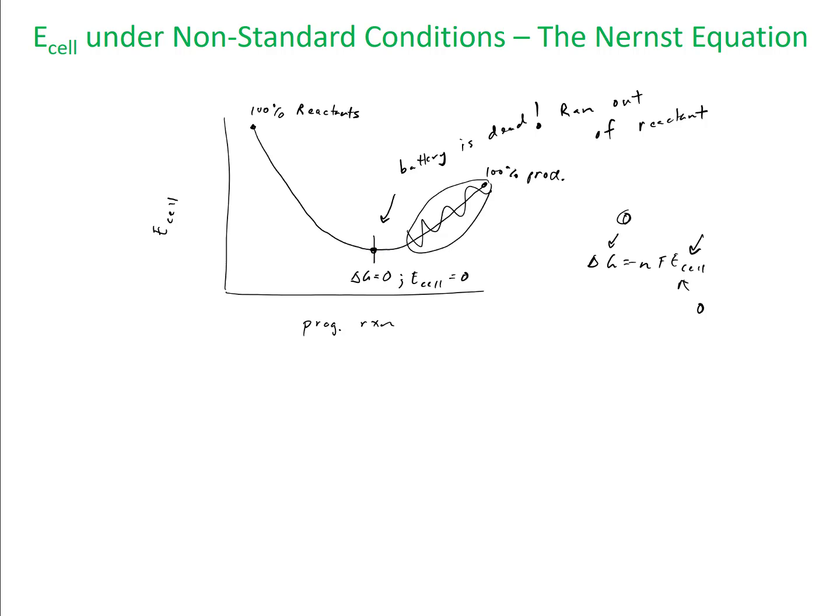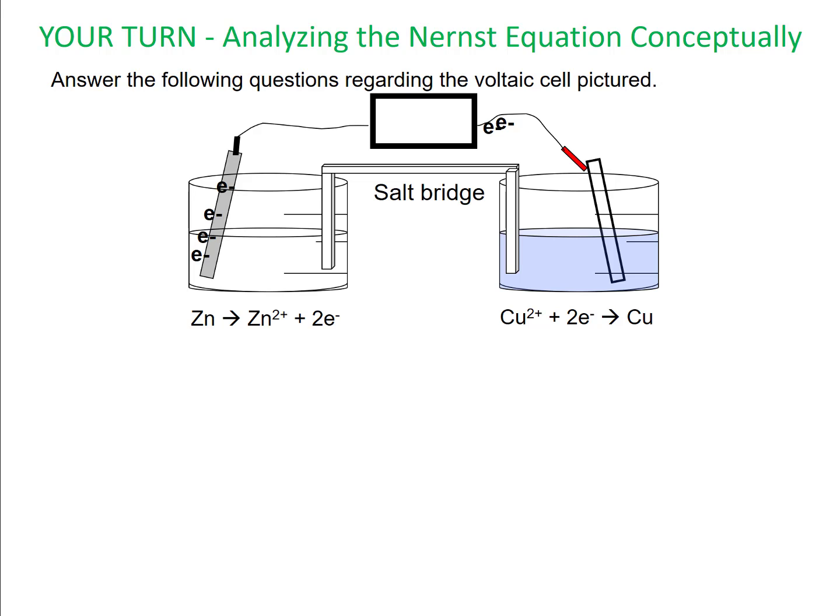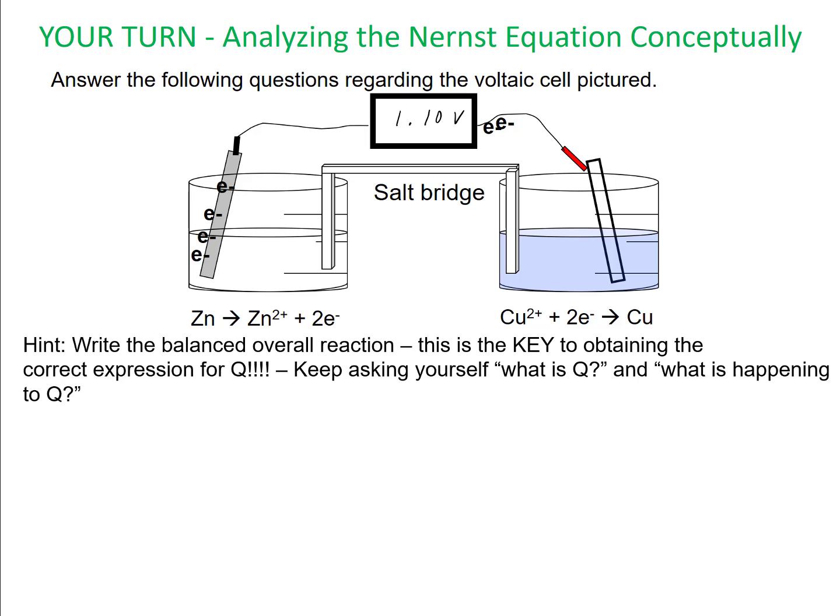Okay, so I have a your turn, and this is to answer the Nernst equation conceptually. So let's take a look at this. So here's my cell. You'll need the standard voltage for the cell pictured here, and then try to answer the questions that follow. This is my hint: as I stated earlier on in the video, you need a balanced overall reaction. That's the key to getting the correct expression for Q. Then keep asking yourself, what is Q exactly? So write out the whole thing in order to answer these conceptual questions.